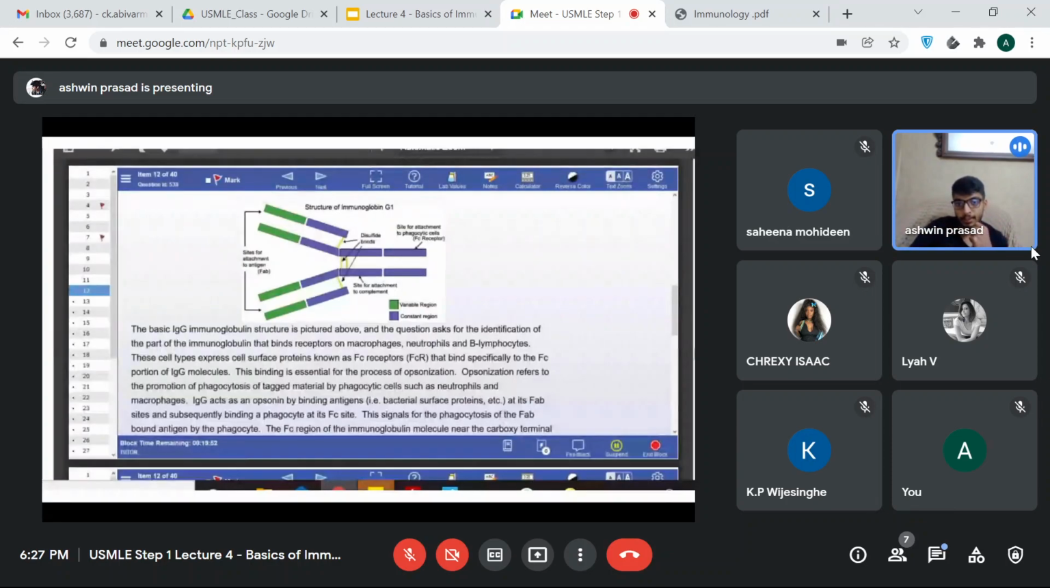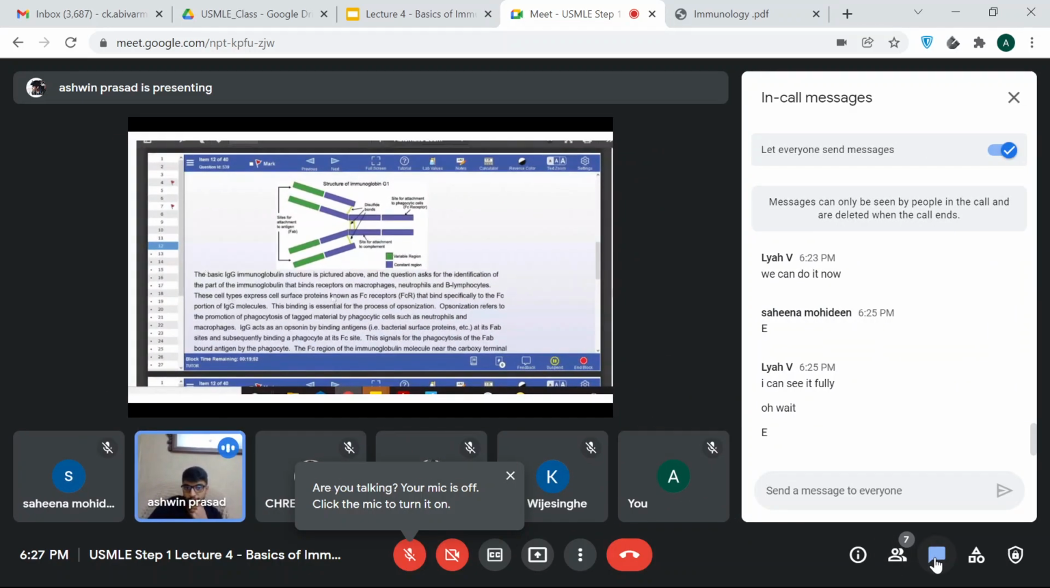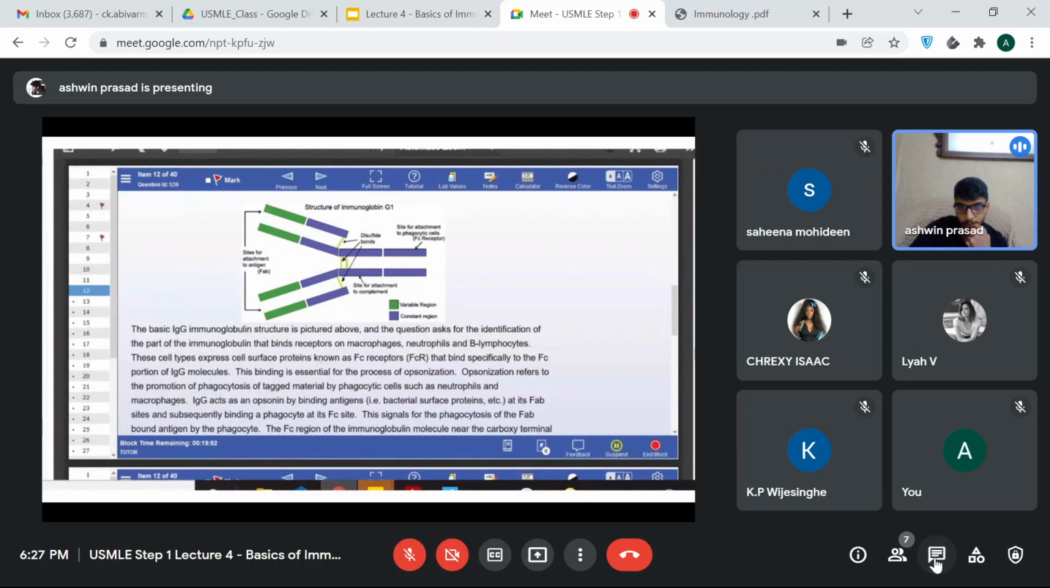The exact answer was E, which is the last part of the constant region, which both of you got correctly. The basic IgG molecule is pictured here. So they bind to the receptors on macrophages, neutrophils, and B lymphocytes. Every time they say Fc region, they basically mean the constant region. The C in Fc stands for constant region.